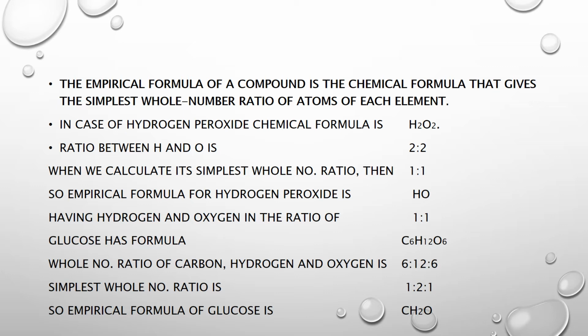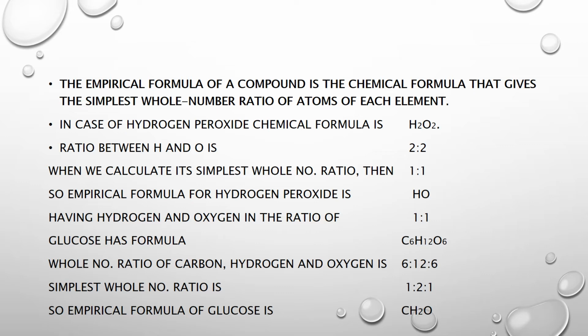Just like hydrogen peroxide has the molecular formula H2O2. In that you have seen that hydrogen and oxygen are in the ratio of 2:2. When we simplify it, we get 1:1. So the empirical formula of hydrogen peroxide will be HO, 1 atom of hydrogen and 1 atom of oxygen. After simplification we get this empirical formula. So hydrogen and oxygen in the empirical formula are 1:1.